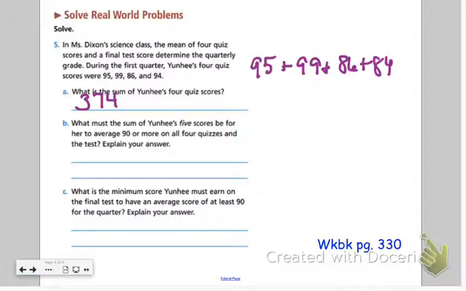Now, what must the sum of Yunni's 5 scores be so that she gets an average of 90 or more on all 4 quizzes and the test? Don't forget she hasn't taken the test yet. This is just the 4 quizzes. There's still another test that she needs to take to get her total quarterly grade. So we have to make sure that we get an average of 90. Remember, you have to take a sum of all your scores and divide it by the number of data values.